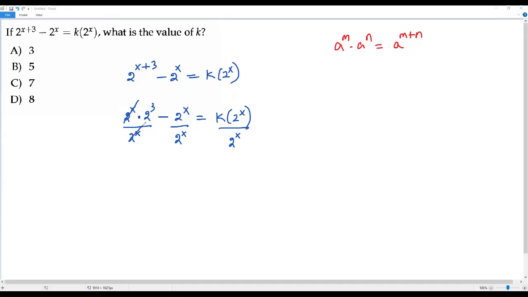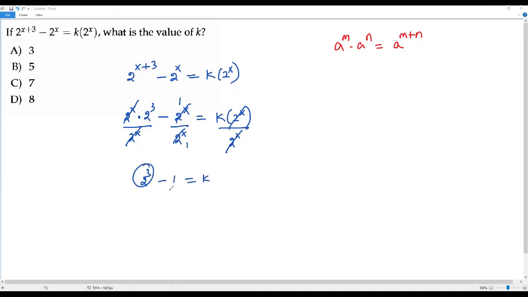So here 2 to the x power over 2 to the x power will cancel out, and here 2 to the x power over 2 to the x power will cancel out, and here we get 2 to the third power. And when I divide 2 to the x power by 2 to the x power, it goes into this one time, and here one time. That is, we get 1 over 1. That is, we get minus 1 equals k.